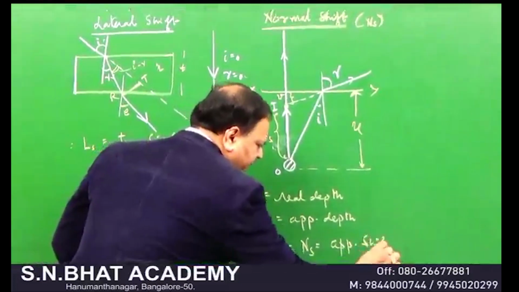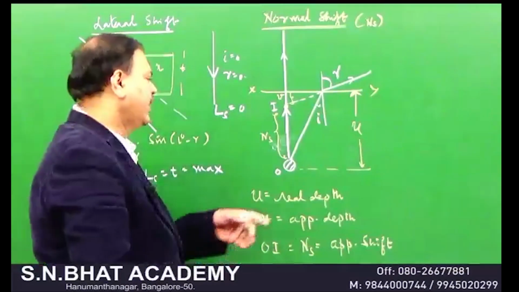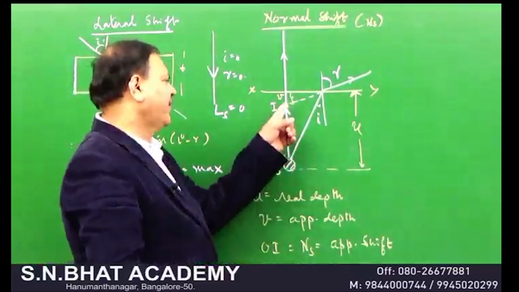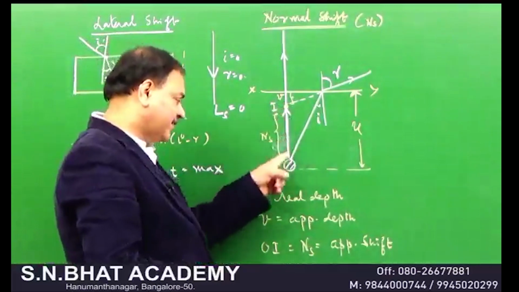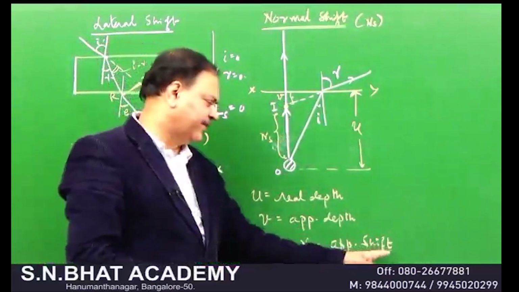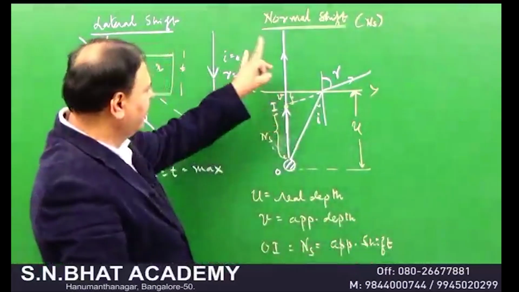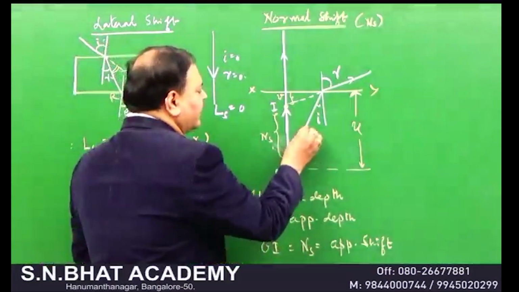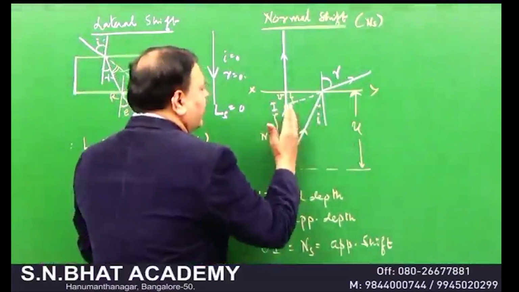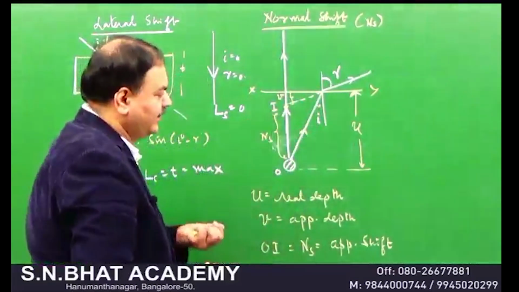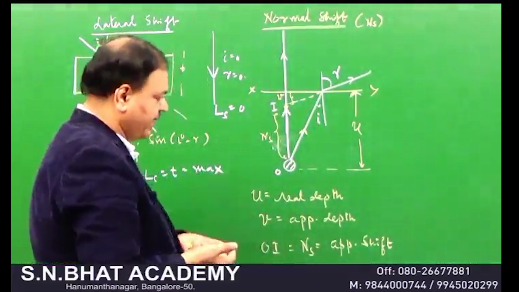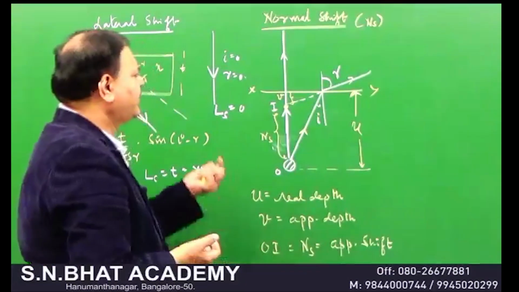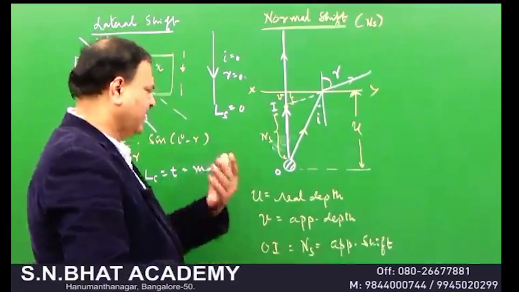Very important. That means your object was here and it appears to be here. This distance we call the apparent shift, or the normal shift, and it is due to the normal refraction. When a ray of light passes very close to the normal, we call it normal refraction. Very important it is. You can expect many questions on this one. Look at this example.